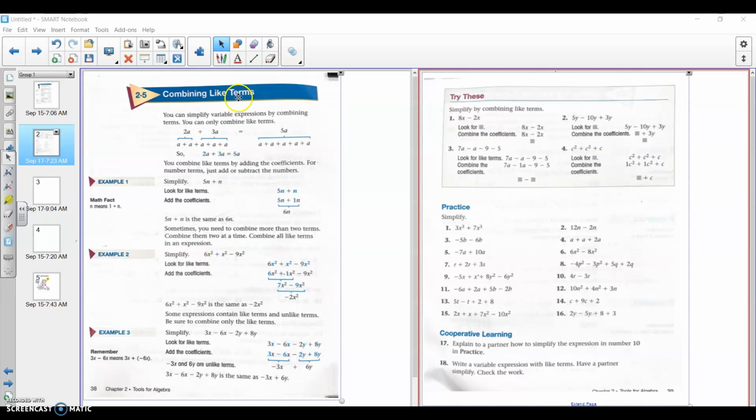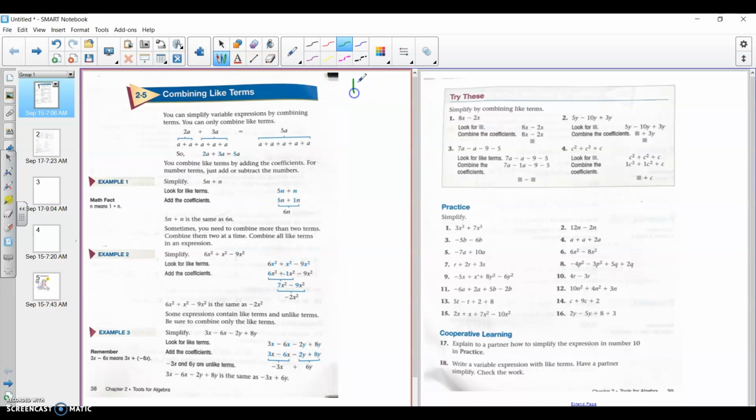So we're still dealing with Halloween candy. I'm going to just write HC at the top again because that is basically what you're doing here. Halloween candy. You can simplify variable expressions by combining terms. You can only combine like terms. Again, expressions do not have equal signs, and if you see 2a plus 3a, there's no equal sign. Although there's an equal sign here, but that's just because they're going to put their answers.